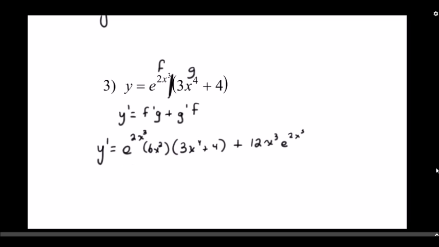So if we factor out our common terms, I'm going to factor out a 6x squared and an e to the 2x cubed. Now if that's the term that's been factored out, on the left side, that's going to leave this term here, the 3x to the 4th plus 4.